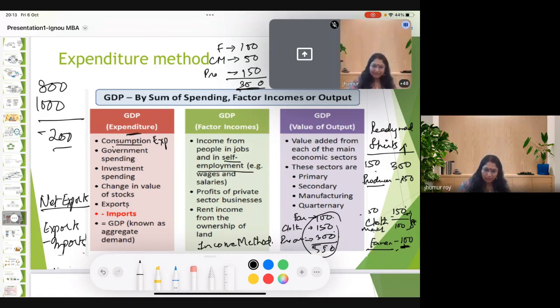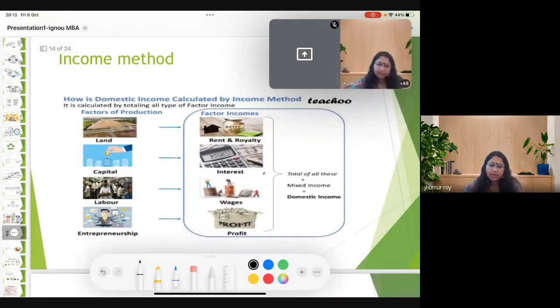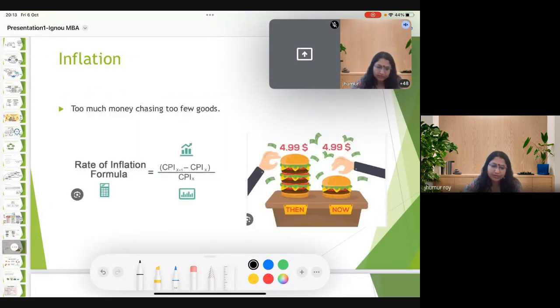So now I hope you understood all the three methods. These are the three methods of estimating national income. Now we come to the next point. So next we come to another topic, which is inflation. I'll just be covering a little bit more after that.